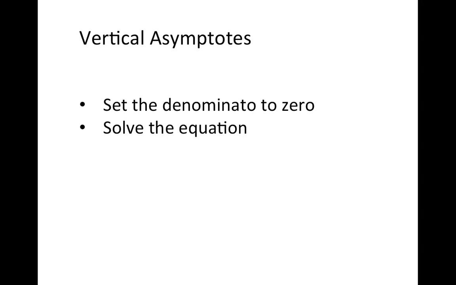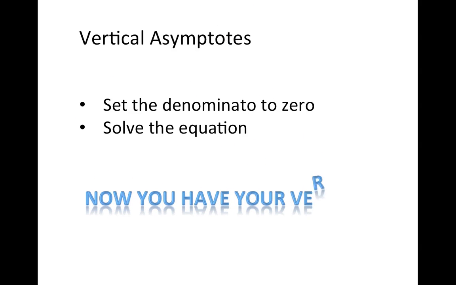How can we get a vertical asymptote? It's very easy. Just set the denominator equal to 0 and solve the equation. If you have a linear equation, you can isolate the variable. If you have a quadratic equation, you can use the general formula. If you have a cubic equation, you can use the remainder theorem or another method that you know to get the zeros. So, once you solve your equation, you have your vertical asymptotes.